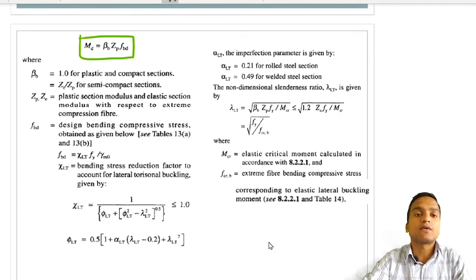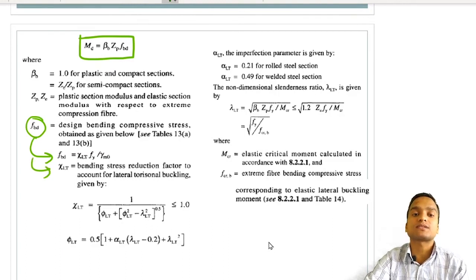See, in this case the formula remains the same as for the laterally supported beam. Here beta B is equal to 1.1 for plastic and compact section, and Ze by Zp for semi-compact section, and fbd we have to calculate. fbd is the design bending compressive stress, and this is given by this formula: it is equal to xi LT into fy by gamma m0. Now xi LT we have to calculate. It is the bending stress reduction factor to account for lateral torsional buckling, because there is torsional buckling occurring here laterally.